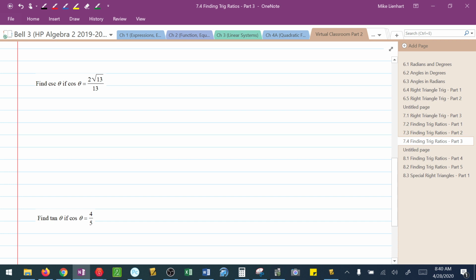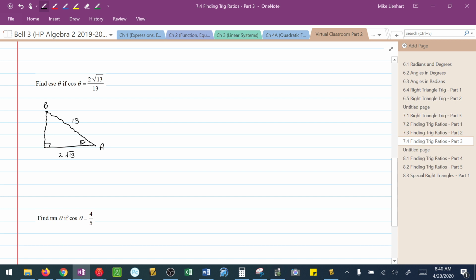Okay, let's take a look at this next one. Let me sketch a little picture here. We're going to call this triangle ABC still. But remember, theta is we're identifying as angle A. So from theta, they give me the cosine. I know that the cosine is adjacent, radical 13, over hypotenuse, 13. They want me to find the cosecant.